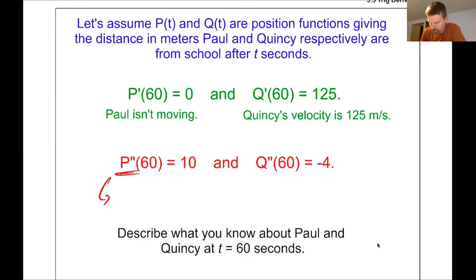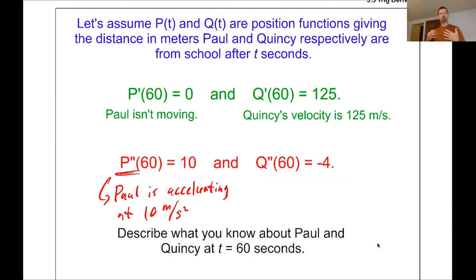This means Paul's accelerating at 10 meters per second squared. So he was stopped, but we must have caught him right at the moment he hit the gas pedal. You're feeling your body shoot back a bit from the acceleration, and he's just starting to move forward, right? His tires actually haven't moved yet, but you're feeling that acceleration movement.